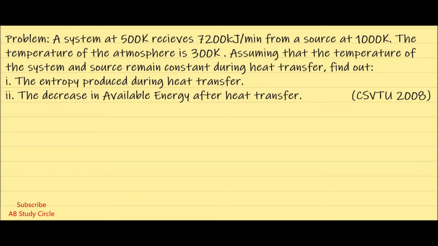The problem says that a system at 500 Kelvin receives 7200 kilojoule per minute of heat from a source at 1000 Kelvin. The temperature of the atmosphere is 300 Kelvin. Assuming that the temperature of the system and surroundings remains constant during the heat transfer, find out first, the entropy produced during heat transfer. Second, the decrease in available energy after heat transfer.